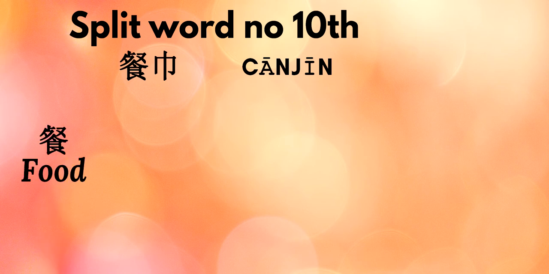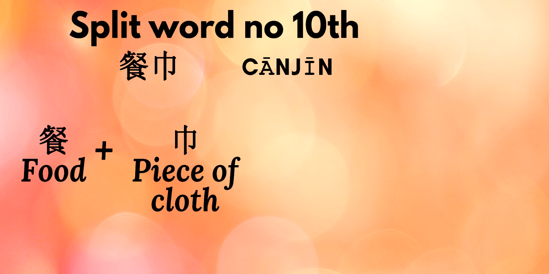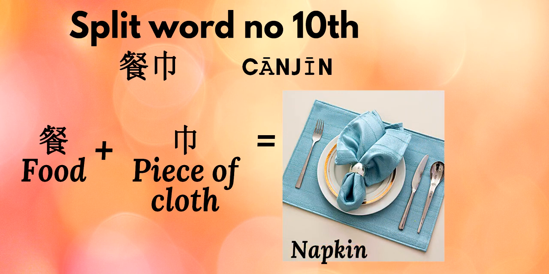Let's discuss the 10th and final word. It is cān jīn. Cān means food or meal, and jīn is a piece of cloth. So it is a square piece of cloth which is used at the time of eating to protect your garments and to clean your mouth. This piece of cloth is a napkin.